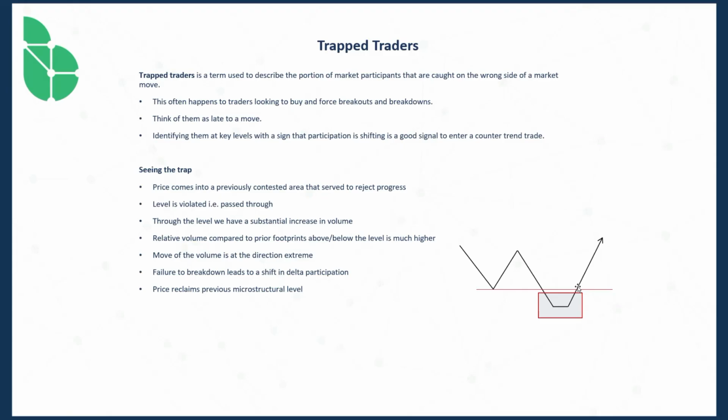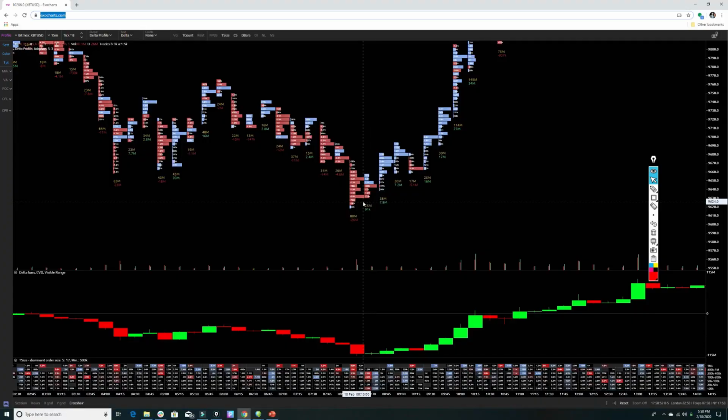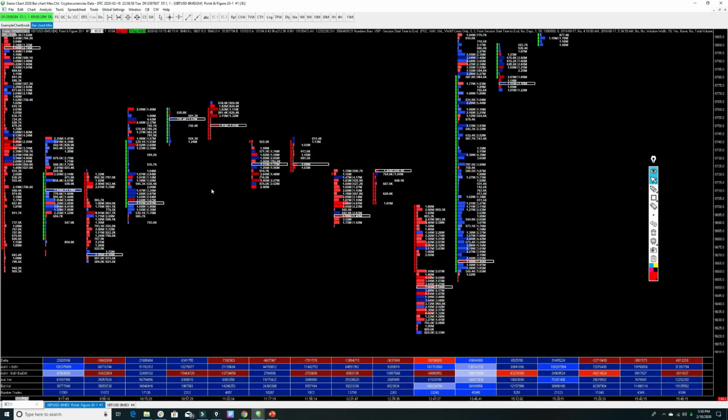So this chart really doesn't do it justice. Let's take a look at two separate footprint charts to give you an idea of what I'm talking about, and how you could couple this also with trade size. Now let's take a look at it on the footprint chart. I have Exo Charts currently open. I also have the Sierra Charting platform, same thing.